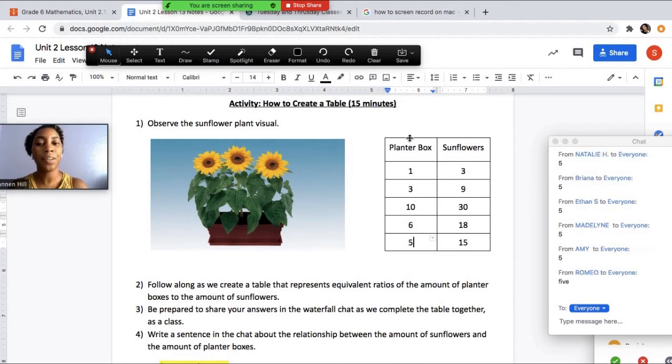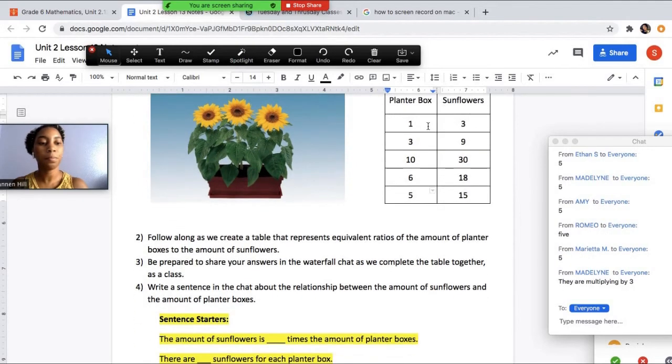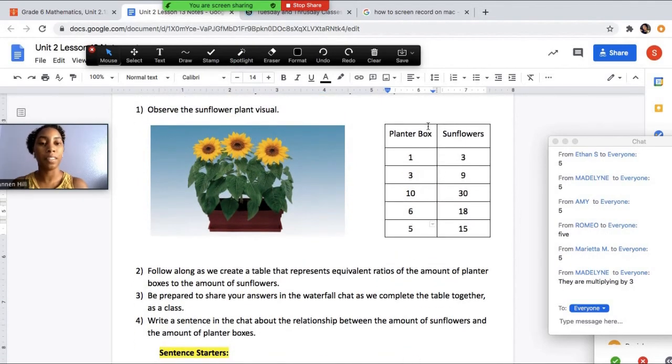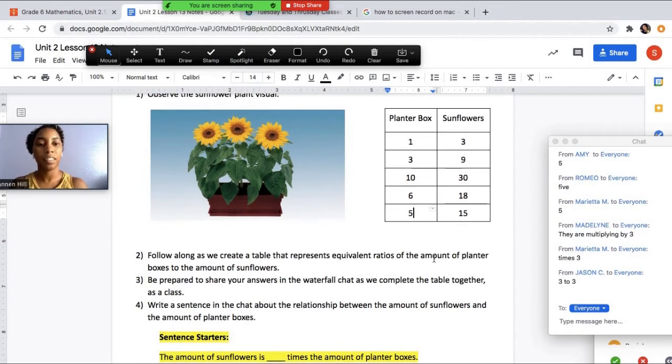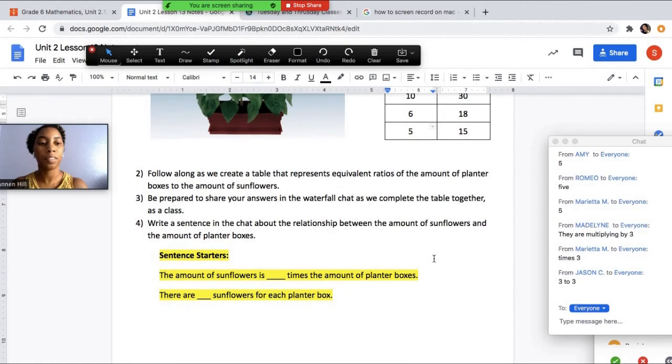So you guys, did you notice a relationship? What's the relationship between the amount of planter boxes and the amount of sunflowers? Multiplying by 3. All right, all of these are multiplying by 3. So 1 times 3 makes 3. 3 times 3 makes 9. 10 times 3 makes 30.